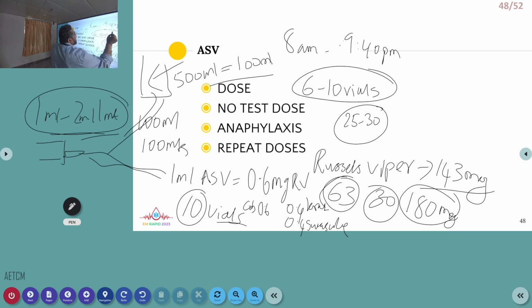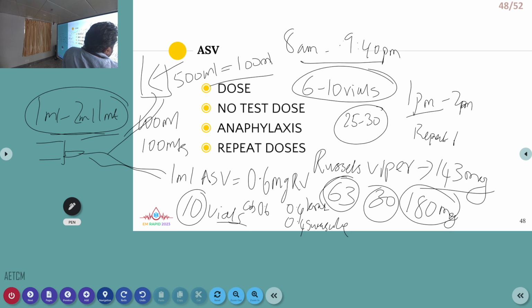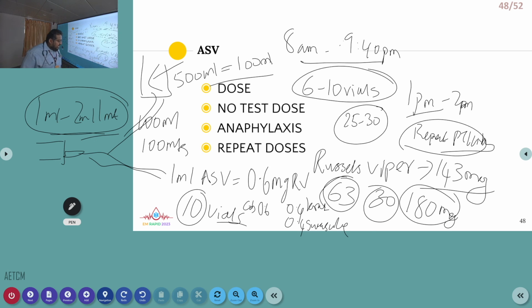So you wait till somewhere around 1 to 2 p.m. and then you repeat your PT/INR and see what is happening. If the PT/INR is still elevated, you can think of giving a further dose of ASV. If the PT/INR is normalized, there is no need for further doses of anti-snake venom. So that is what you need to remember.